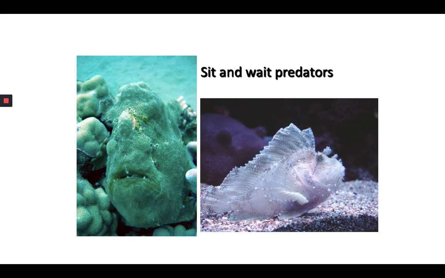Then we have sit and wait predators such as the frogfish or the leaf scorpion fish, and they blend in perfectly with their surroundings. This frogfish looks exactly like the coral that it's sitting on, and they just sit there very still and quiet and wait for a fish to swim by so they can jump out and grab it. And the frogfish actually even has another strategy. It has, up on top of its head, a fishing pole with a lure on it. And it can wave that lure around, and it looks like a little bit of food, and then a small fish will come up to eat it, and then it will get eaten.